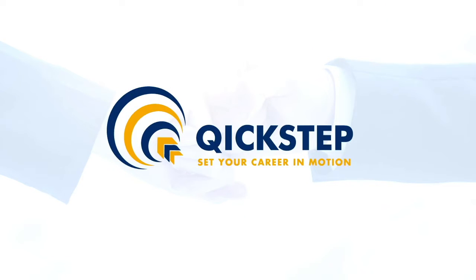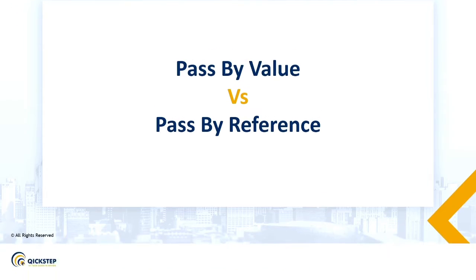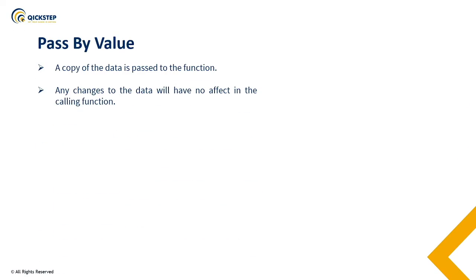So let's start by understanding what pass by value and pass by reference actually mean. Pass by value and pass by reference are two different ways of passing arguments to a function. So let's see how they differ. In case of pass by value, a copy of the data is passed to the function. This means whenever we call a function and pass some arguments to that function, the compiler creates a copy of the original arguments and passes those to the function. Any changes that we make to that argument or data in the function will have no effect in the calling function, which means that the original data will still remain the same.